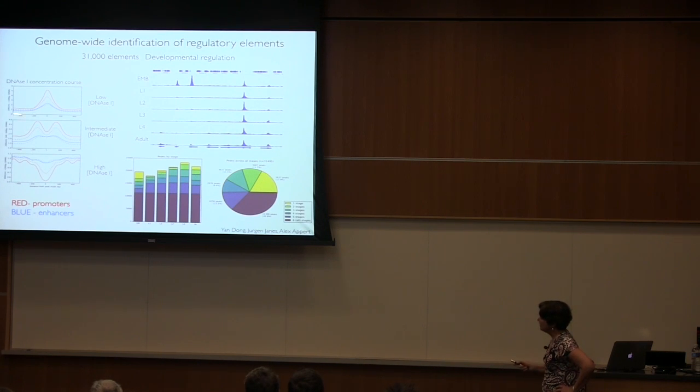And the red are promoters and the blue are enhancers. So we can see that the promoters have this characteristic, very labile nucleosomes that flank the hypersensitive site, where enhancers don't. And then if you have a high concentration of DNase, it digests completely away the hypersensitive site and these flanking nucleosomes. But we can see promoters are much more depleted, much more accessible than the enhancers. So we use this also to annotate these elements.